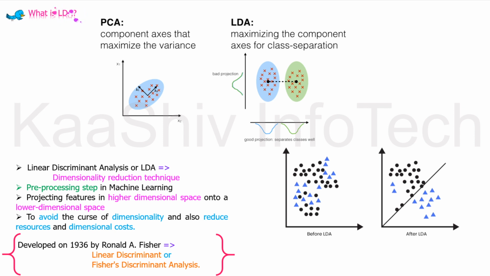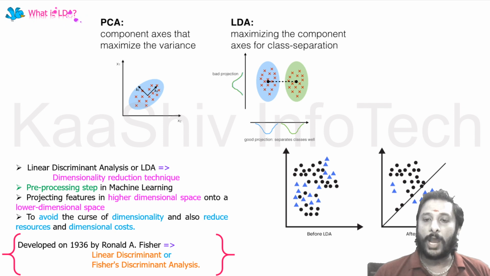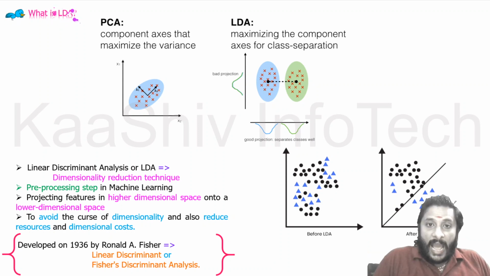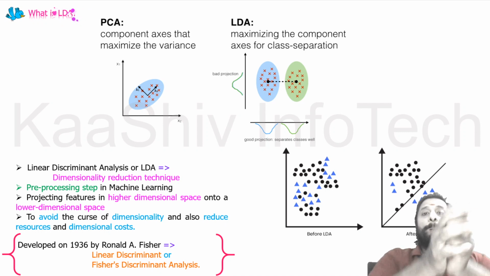Once you are going with machine learning or any other processing technique, one thing you have to do is some pre-processing. So LDA is one of the powerful pre-processing techniques for reducing the dimension of data so that you can do it better.